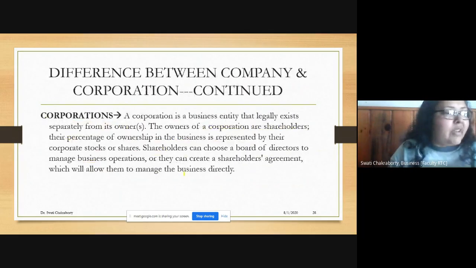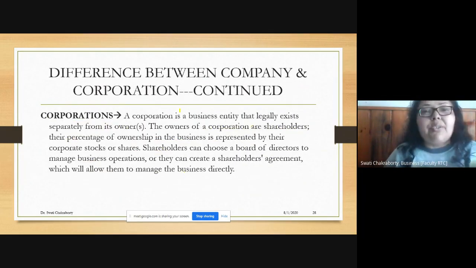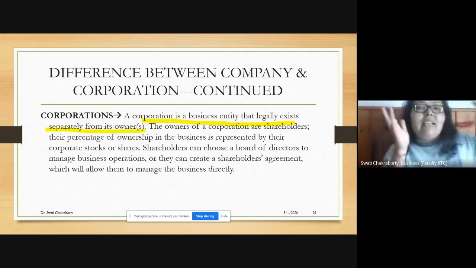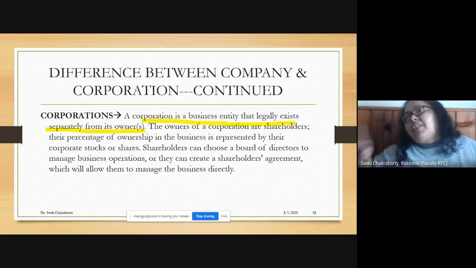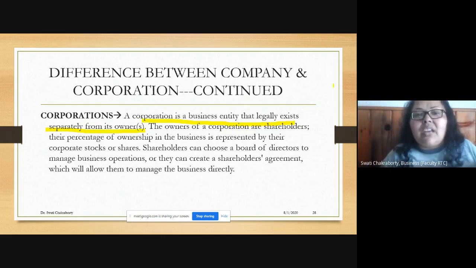The third type is the corporation. As we said, a corporation is a business entity that has a legal identity, legally existing and separate from its owners. It has its own legal entity and is totally separate. It has shareholders, who are the owners. Their percentage of ownership depends on how many shares they own. They are the owners, but they do not control. Control is exercised by the directors and the managers.